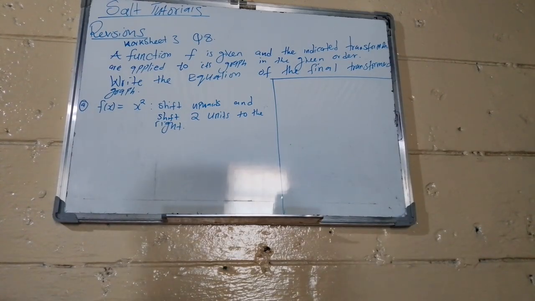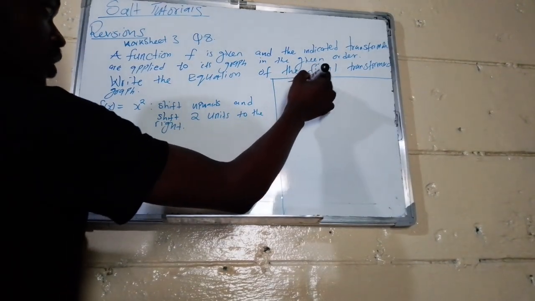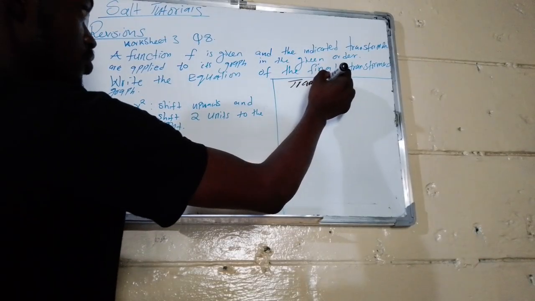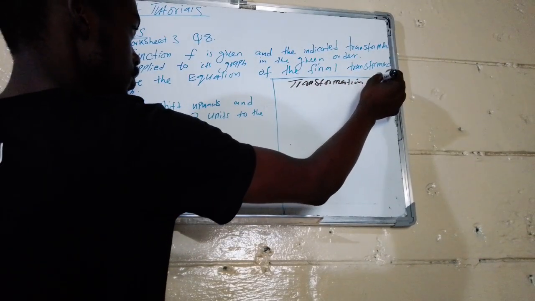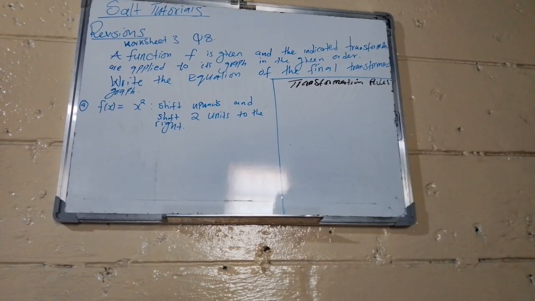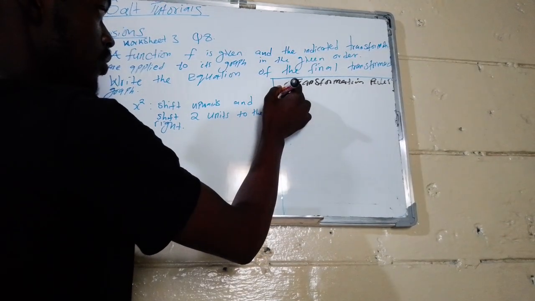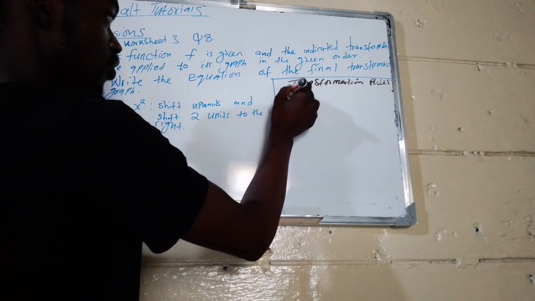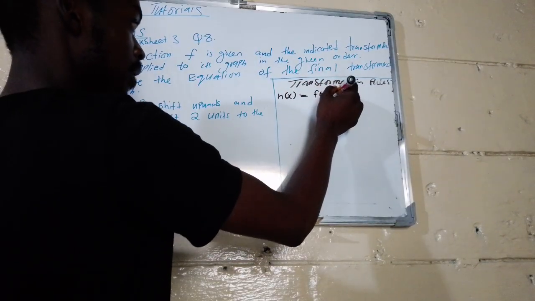So what are you expected to do? Know the transformational rules first. What are the transformational rules you're supposed to know? There are basically 8 of them. In the transformational rules, we can have h of x equals f of x plus k.